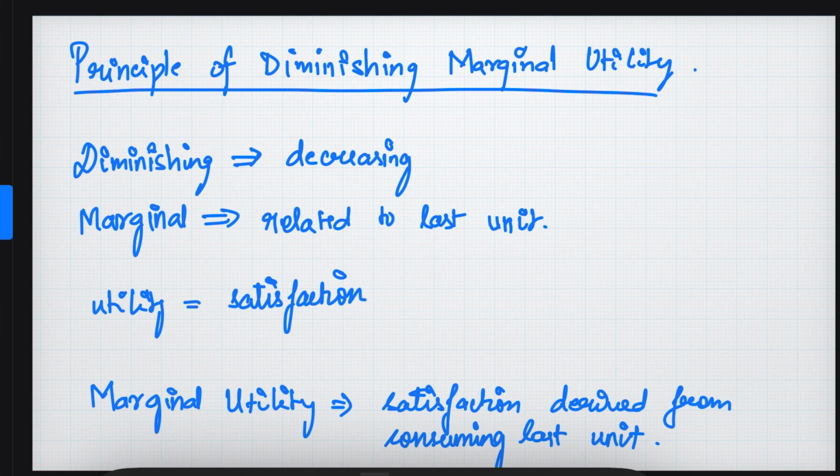Now, a principle related to the law of demand is the principle of diminishing marginal utility. Let us break down this principle. Diminishing here means decreasing. Marginal means something related to the last unit, and utility signifies satisfaction. So marginal utility here means the satisfaction derived from consuming the last unit of a good.